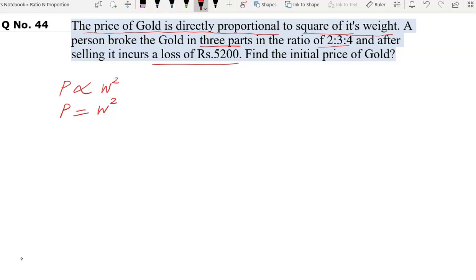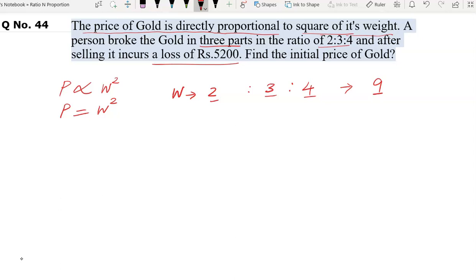Now in this question, the person broke the gold in 3 parts in the ratio of 2:3:4. Suppose the gold was not broken, then the solid part would be how much? 2 plus 3 plus 4, which is 9. So if the gold is in solid form, not broken, then it consists of 9 parts. But the person broke it in 3 parts in the ratio of 2:3:4.